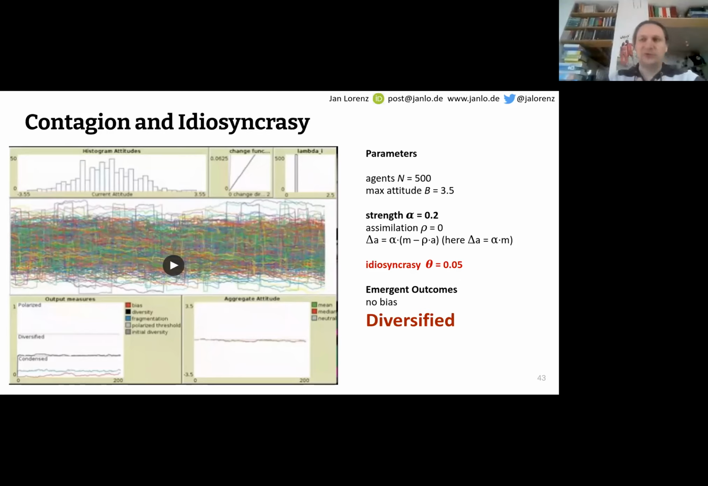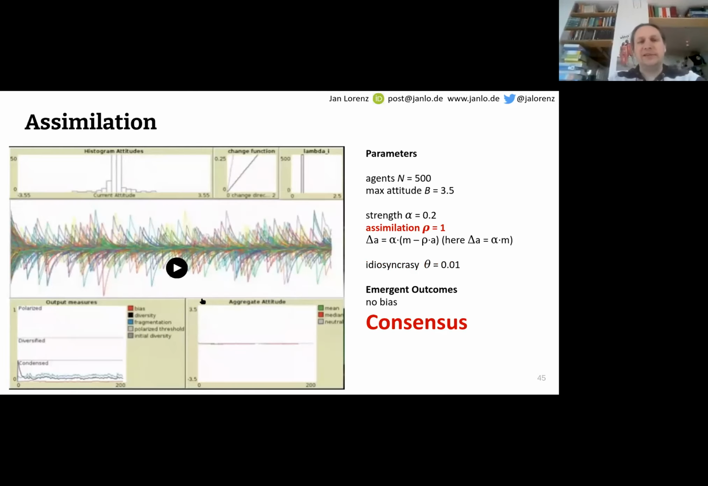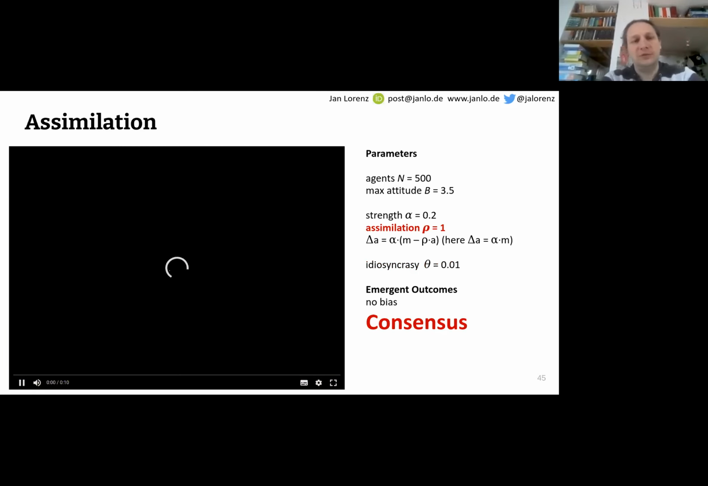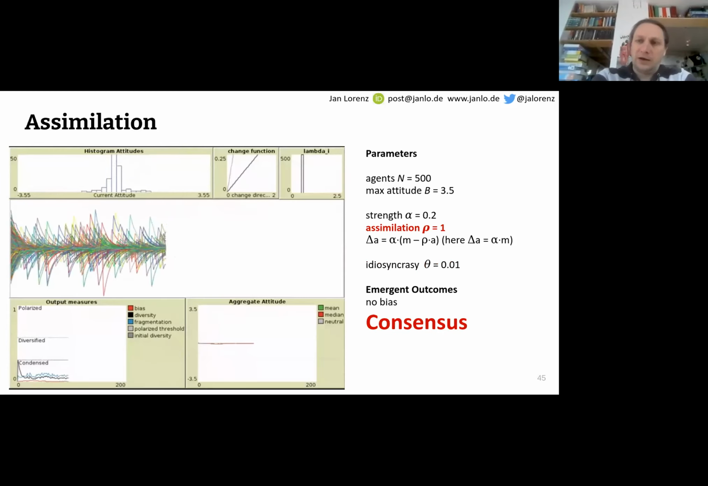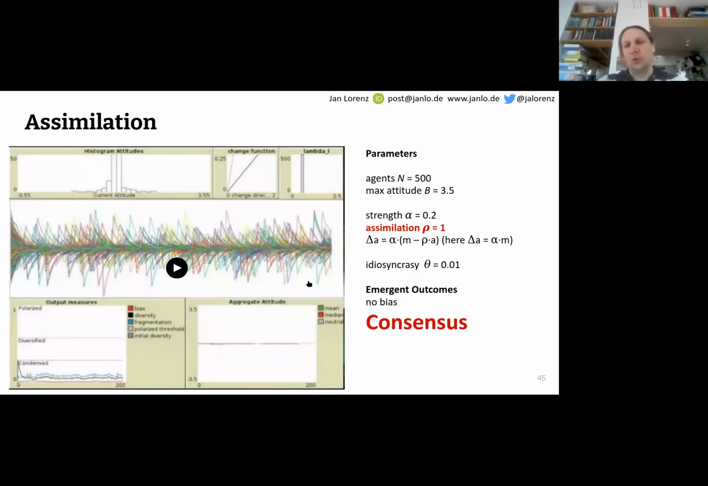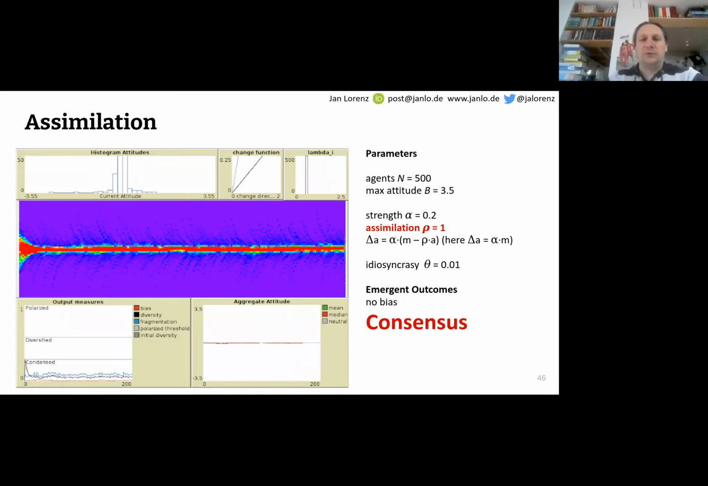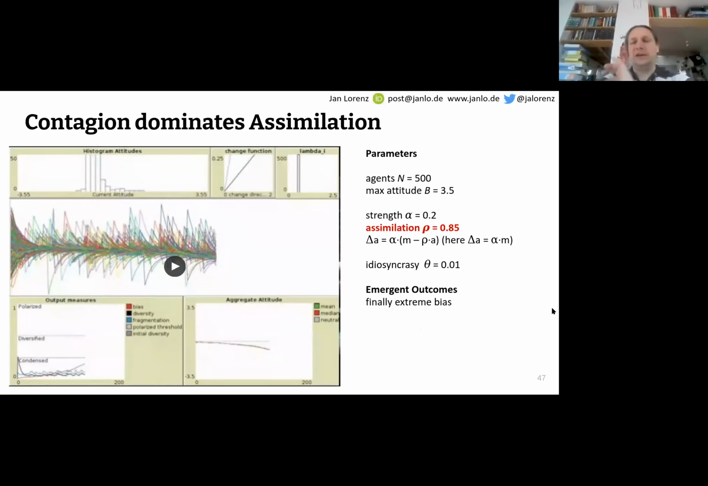So the first one was an extreme consensus outcome. Now it's a diversified outcome, a kind of stochastically stable distribution. And this is assimilation. This is what we all know, even from the very early consensus models coming also from mathematics. When you have just assimilative forces, then you have consensus. Even if you have some idiosyncratic change, they will always be absorbed to the center. So these are the three basic outcomes: extreme consensus, neutral consensus, diversity. The interesting point is now that we have this combination of assimilation and contagion.